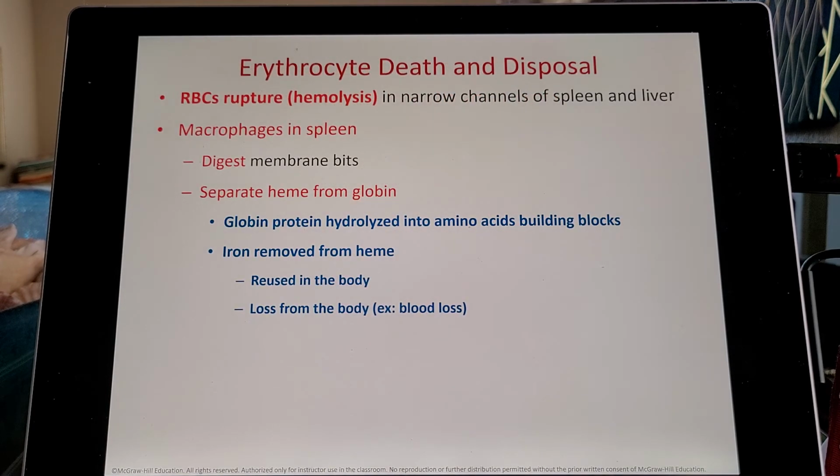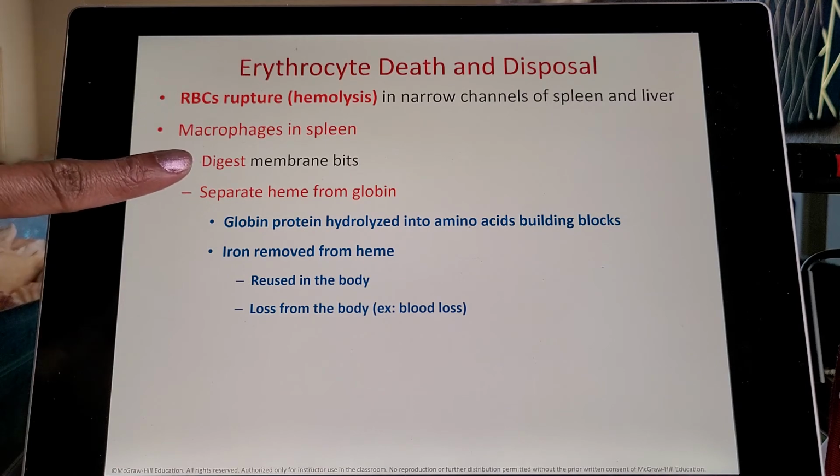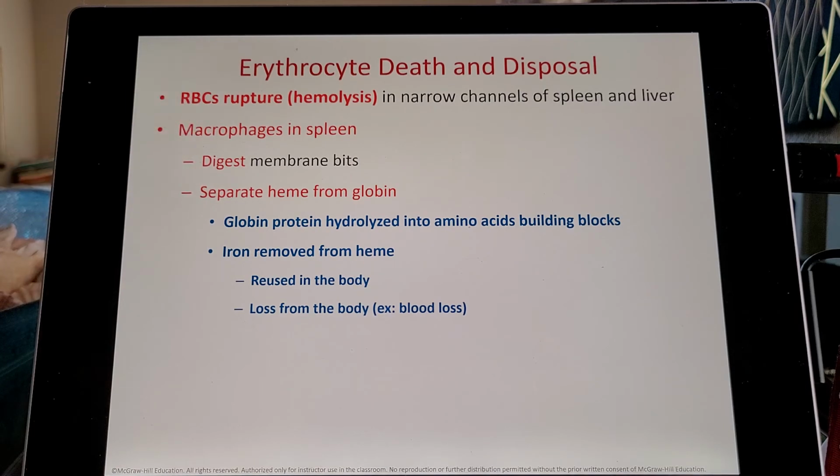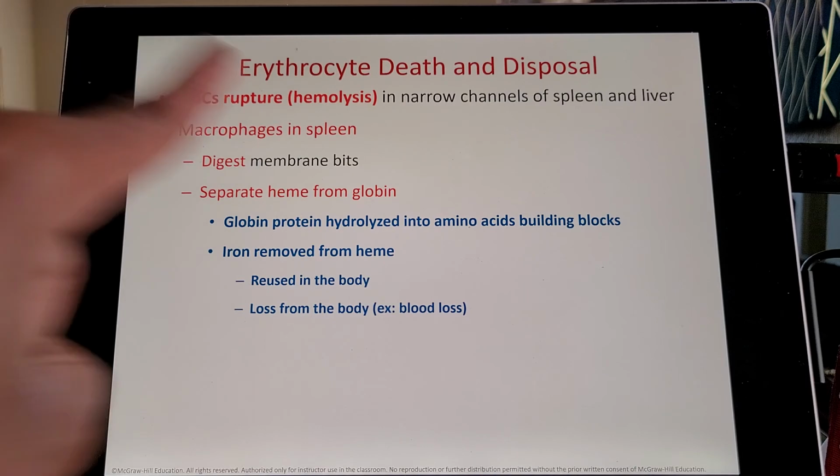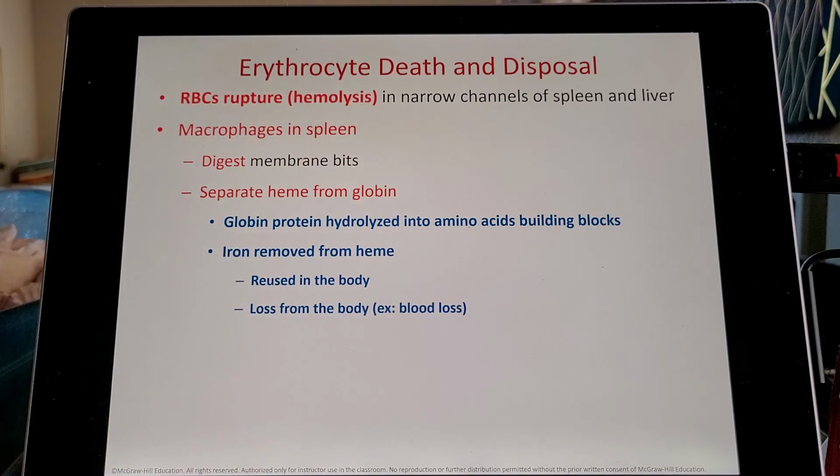Okay, eventually they die. So they circulate around. They get beat up. They're exchanging stuff. They're going through these tiny little, very small blood vessels. Eventually they get a little weak. So in some of our organs, particularly ones that have very small blood vessels, they can rupture. That's called hemolysis. So lysis, to break something up. So when they break up, then they're basically cell debris.